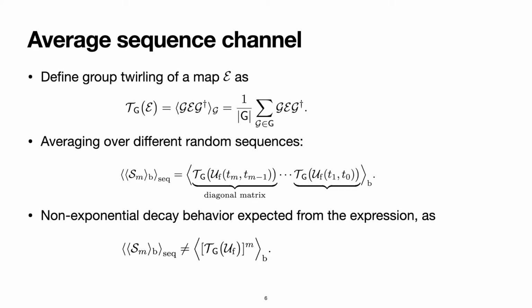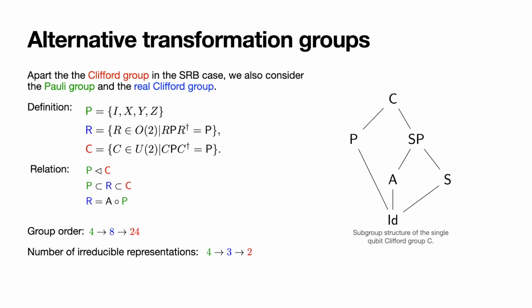To make a prediction on the sequence fidelity decay, we substitute this expression into the fidelity function by taking the trace with respect to an initial state. At this step, we can already guess by observation that the sequence decay behavior would be non-exponential, as the average sequence channel cannot be written as some operator raised to the power of m.